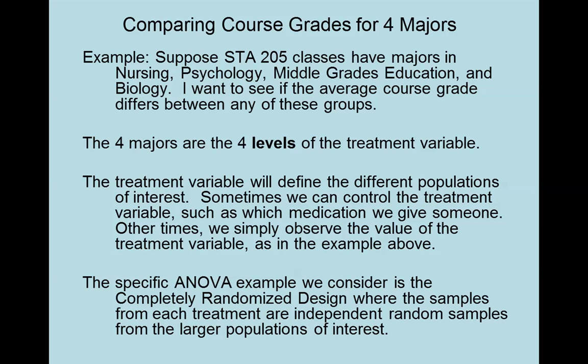The specific ANOVA example we're considering is called the completely randomized design. And the idea here is that the samples for each treatment are independent random samples from larger populations of interest. So you're sort of extending what you would do in the independent samples methods discussed earlier.